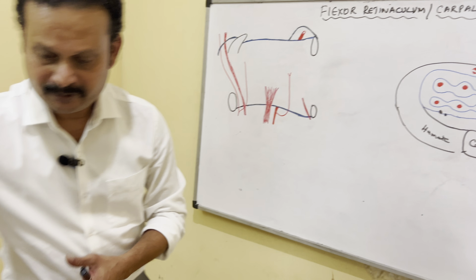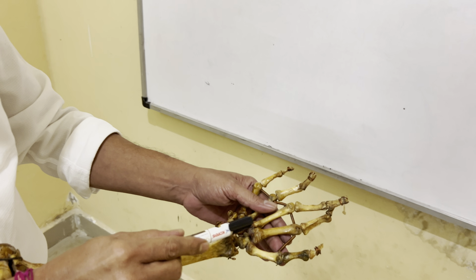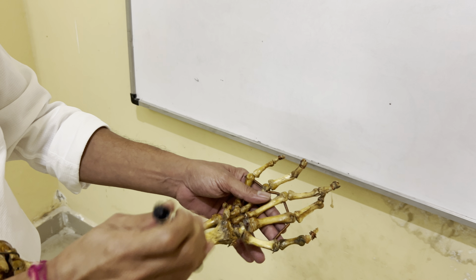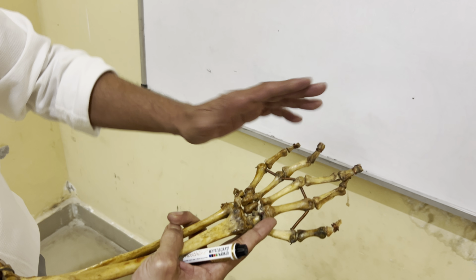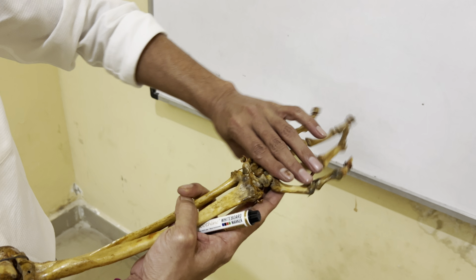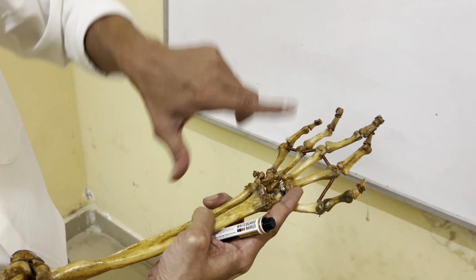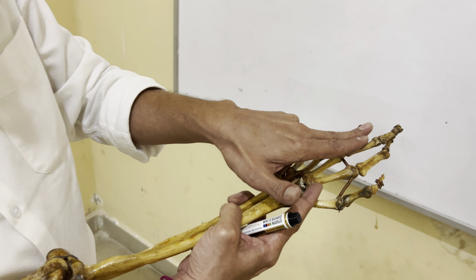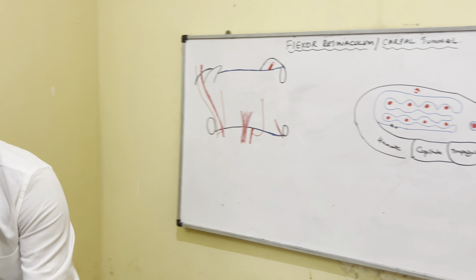If you see here, these are the carpal bones of the right side, which are concave. Here you see it is concave. So the deep fascia over here forms a band like this and converts this concavity of the carpal bones into a tunnel, and that tunnel we call the carpal tunnel. Okay.